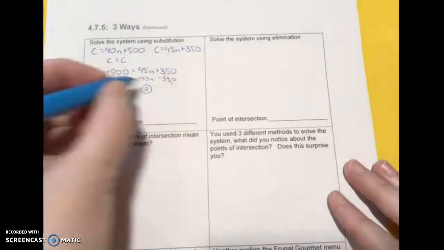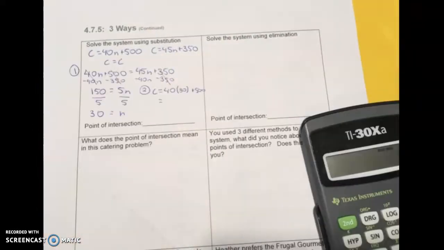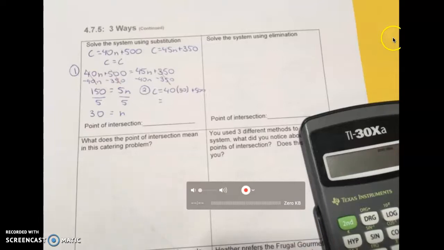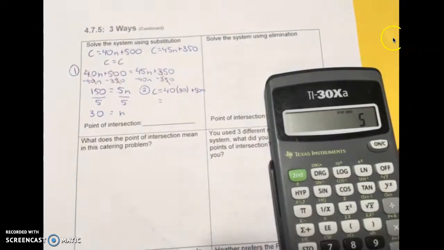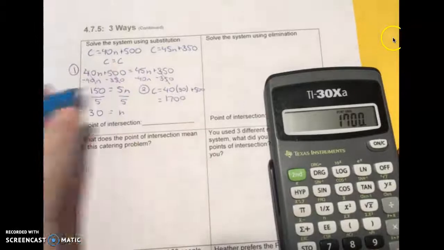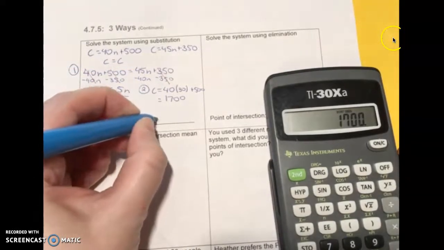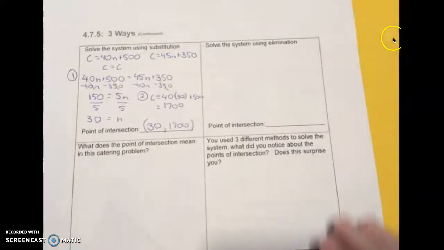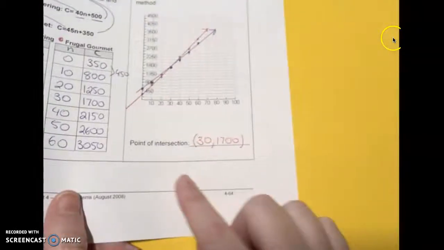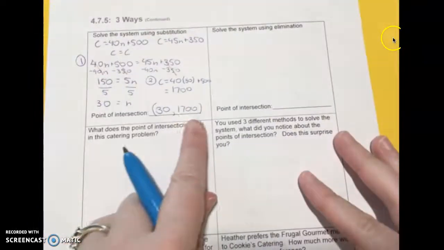Step 2, so let's do C is 40, I'll use my first equation, times 30 plus 500. 40 times 30, I'm sorry, I hope that didn't go blank for you. 40 times 30 plus 500 is 1700. So my point of intersection then is 30 and 1700. Yes, you should absolutely be getting the same point of intersection, right? Because the solution should be the same no matter what way you do it.